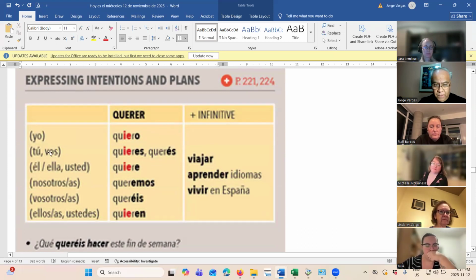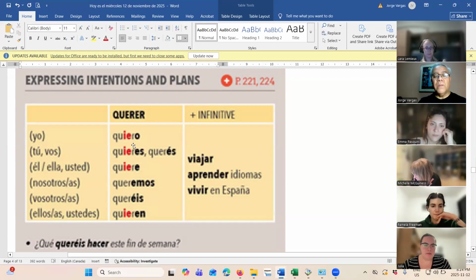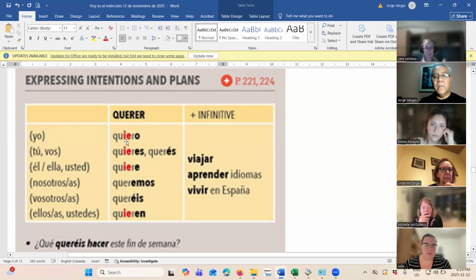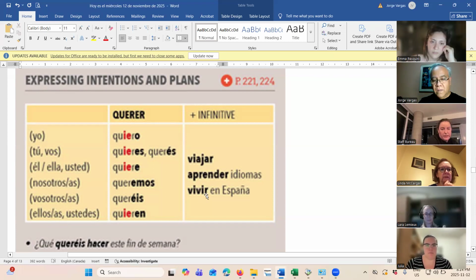Could we read these three options with yo quiero? Okay, let's start with yo quiero viajar. Then yo quiero aprender idiomas. Yo quiero vivir en España. Let's start with número uno. 1, 2, 3, go. Yo quiero viajar. Número 2. Yo quiero aprender idiomas. Okay. Next. Yo quiero vivir en España. Are we fine with the three options?